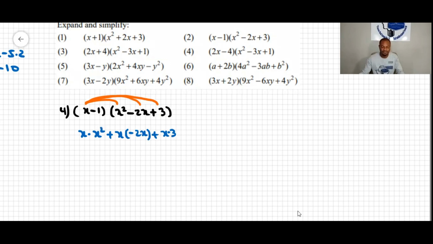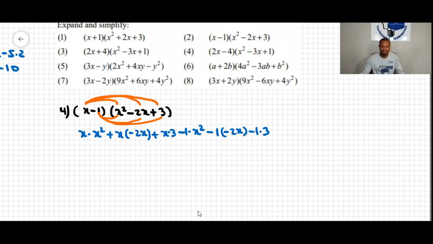Now let's take the negative 1. So we have negative 1 times x squared. So it's like this, negative 1 times x squared, and then negative 1 times negative 2x. So this will be negative 1 times negative 2x, and then negative 1 times 3. That makes negative 1 times 3 there.